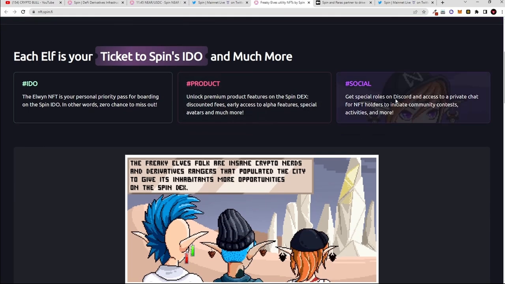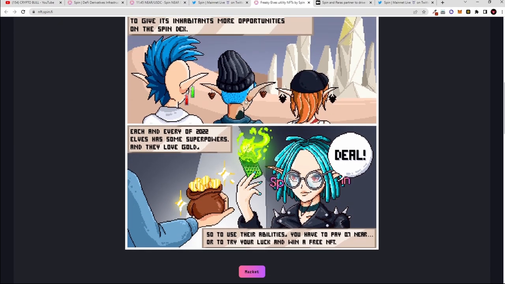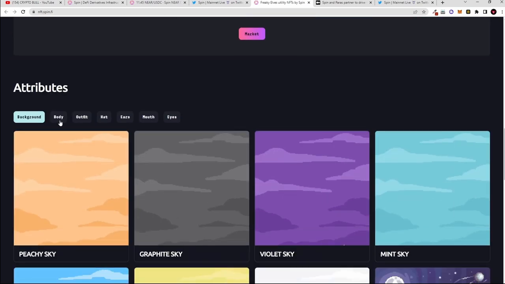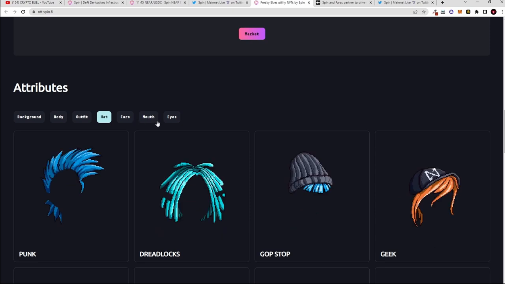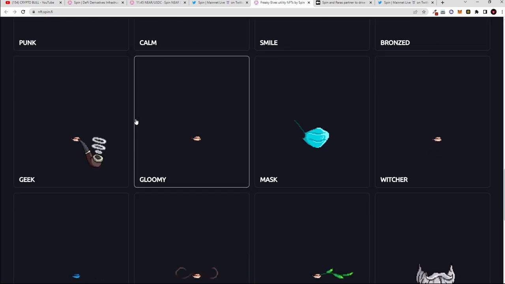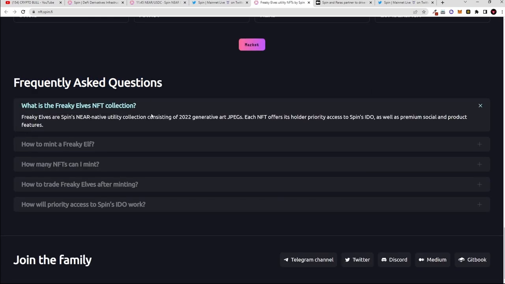And social: get special roles in Discord and access to private chat for NFT hodlers to initiate community contests, activities, and more. So they will also have the option to access private chats on Discord, only for these NFT hodlers. Come in and check this out for yourself. But in general, here are different backgrounds of these NFTs. You can have a look at how they look, and how the different perks which are added make these NFTs different. Frequently asked questions: what is the Freaky Elves NFT collection?